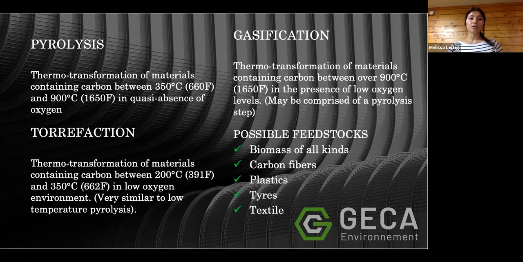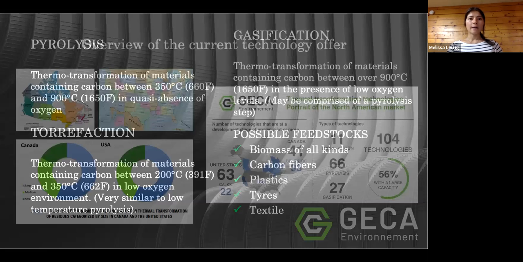Torrefaction is a kind of low temperature pyrolysis, so it also has very little oxygen. In all these processes, we can transform carbon-rich materials, including biomass, which is perhaps the most transformed through thermal transformation technologies, but we can also transform things like plastics and tires and other carbon-rich materials made from hydrocarbons. So, a really quick background.